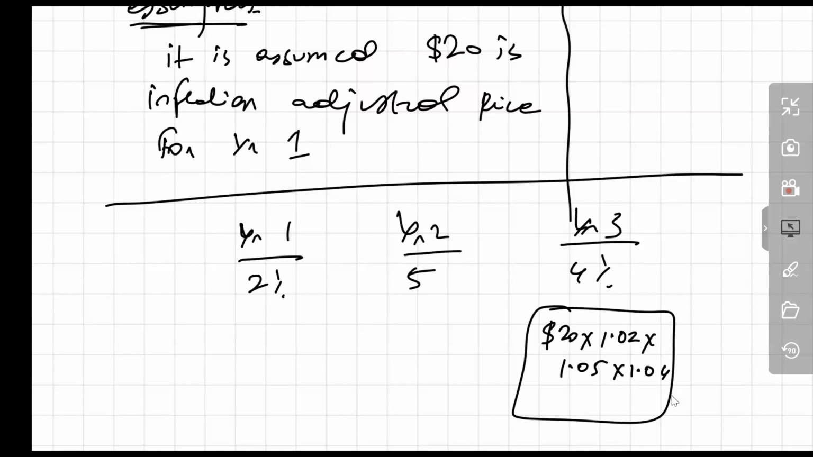So I'm supposed to always do year one, 20 times 1.02, which would be for year one. Year two, 30 times 1.02 times 1.05. And so forth. That's how you do it. Yeah, that's how you do it. Okay. Right? That's how you do it.